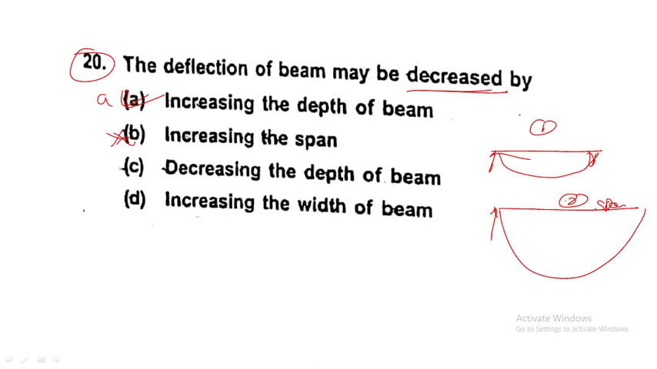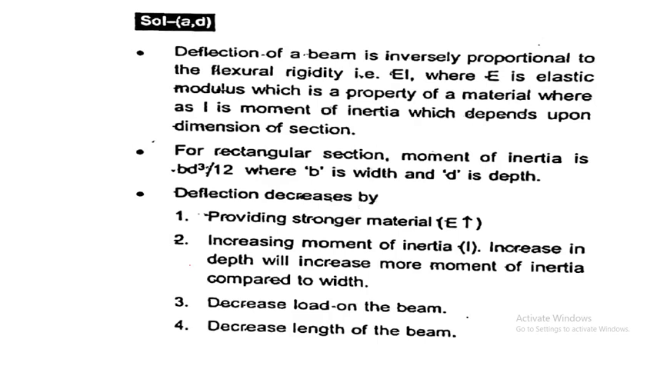So decreasing the depth of the beam, no, right, we have to increase, not decrease. So increasing the width of the beam. So the answer for this question is A and D, both should be the answer, right. The deflection of the beam is inversely proportional to flexural rigidity EI, where EI is the elastic modulus times the moment of inertia.